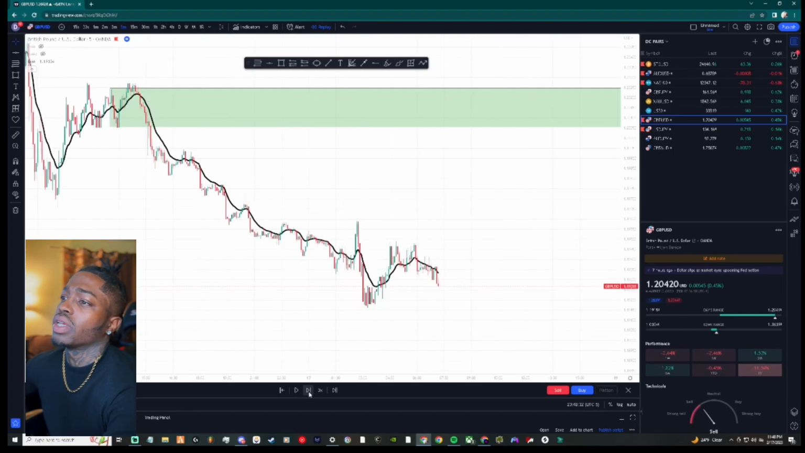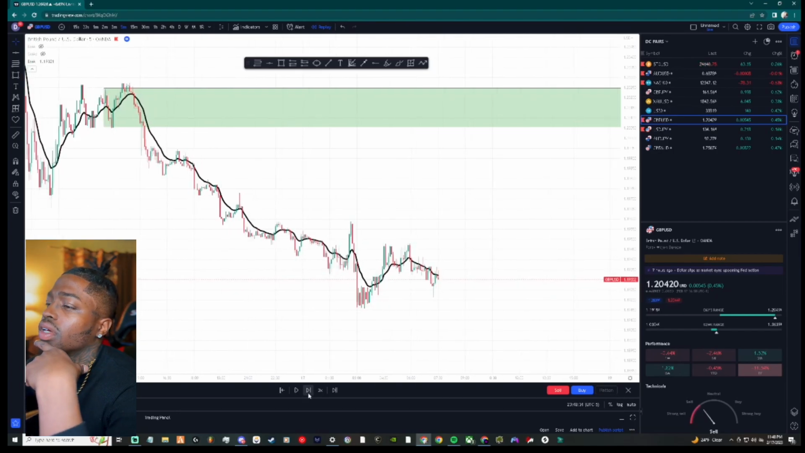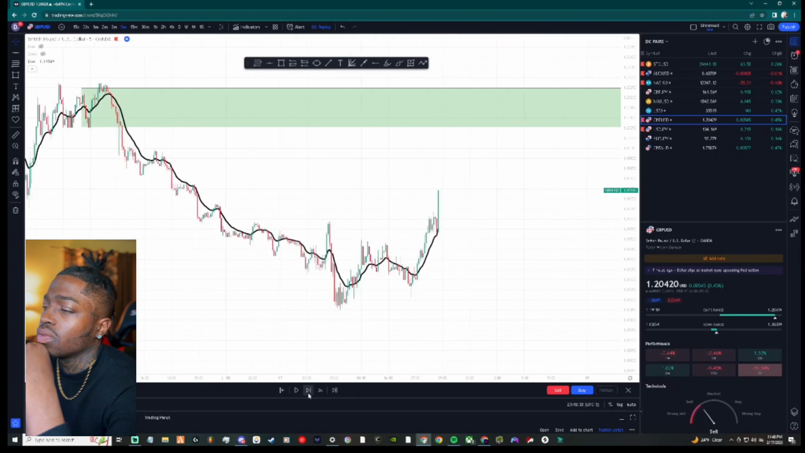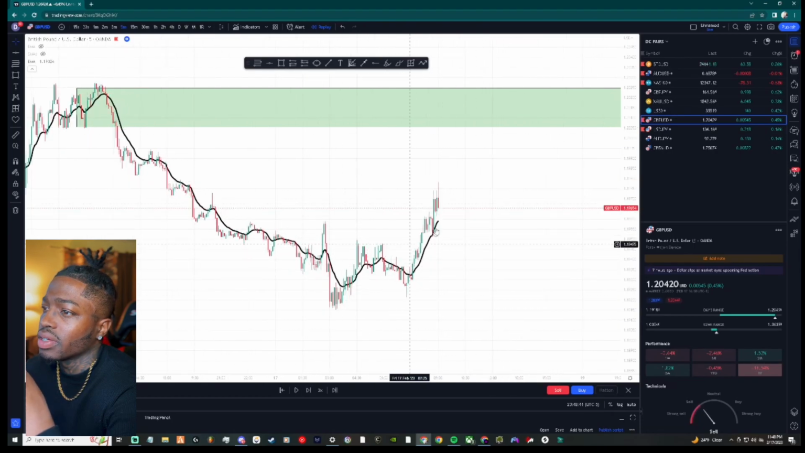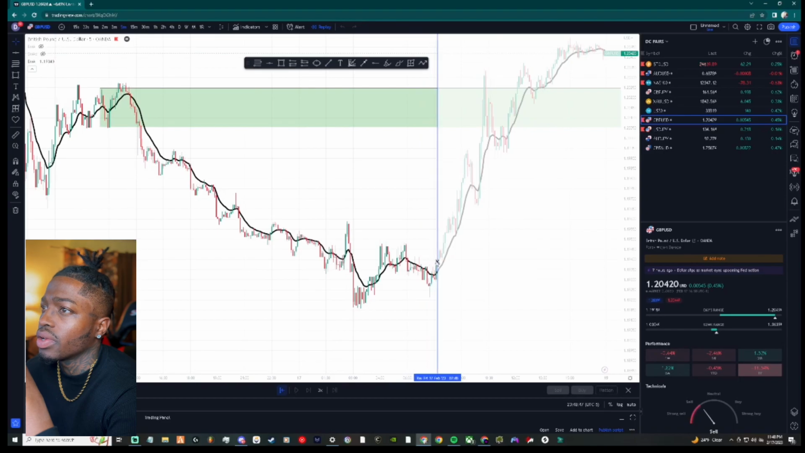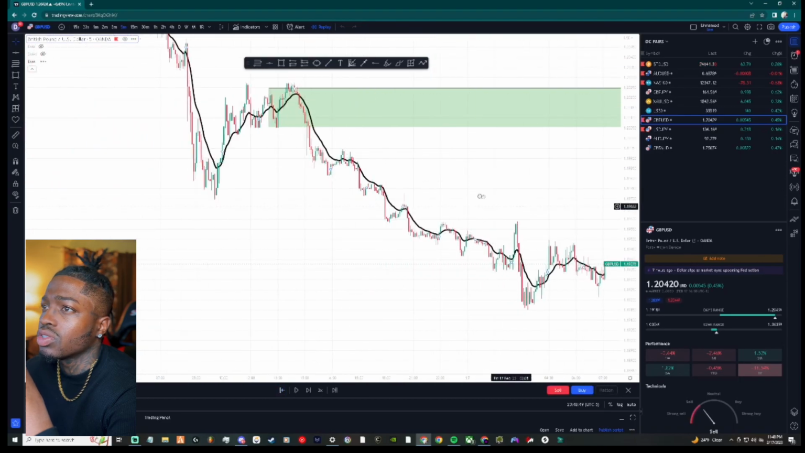So I kind of just waited. You feel me? I waited until the market actually showed me something, and when it got up to about this area, actually let me go back. It was somewhere around here. I peeped a swing high.